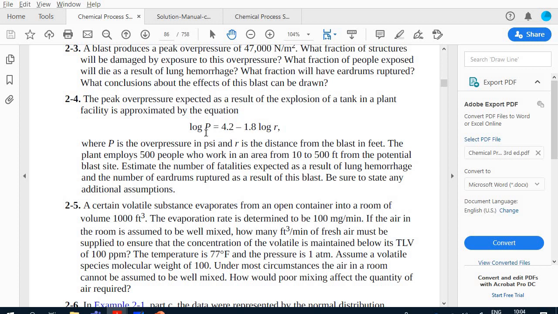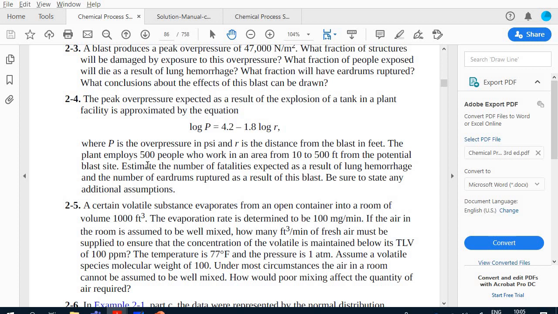So the peak overpressure will be higher if the radius is very small. This is the relationship that we have. If you're far away from that explosion, it will be less effective. That is the idea. P is the overpressure and R is the distance from the blast in feet. The plant employs 500 people. So depending on the radius, these 500 people are working around that column. And of course we are going to assume they are distributed evenly.